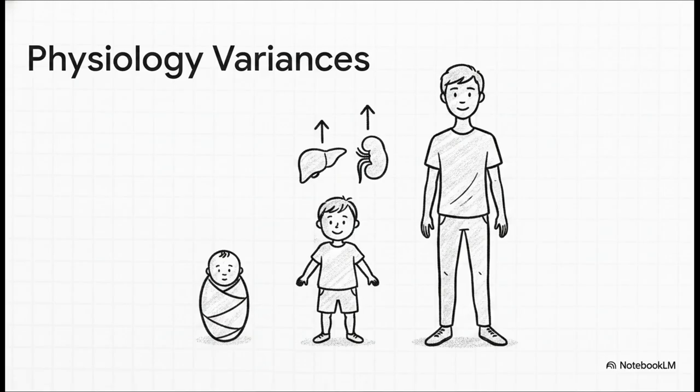these massive, rapid growth phases. Plus, their clearing organs like the kidneys and liver, they mature non-linearly. All of this means highly individualized dosage adjustments are an absolute must.